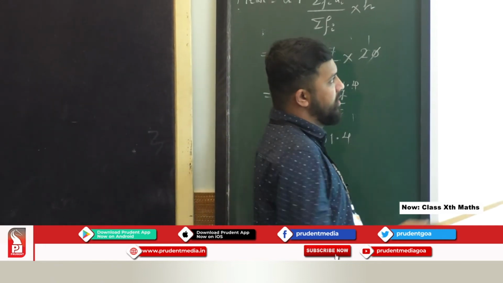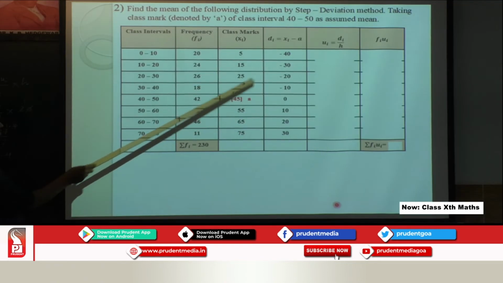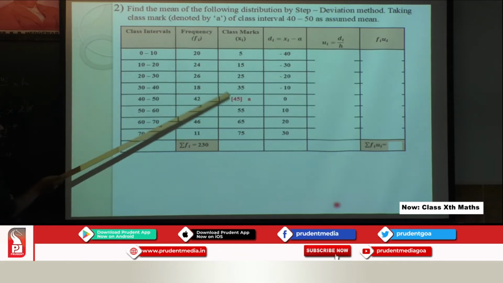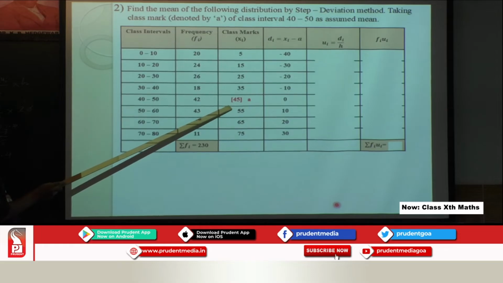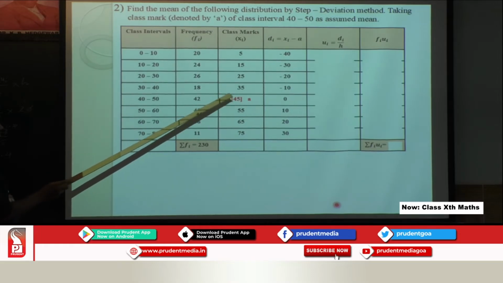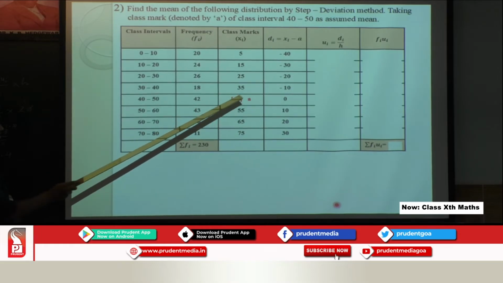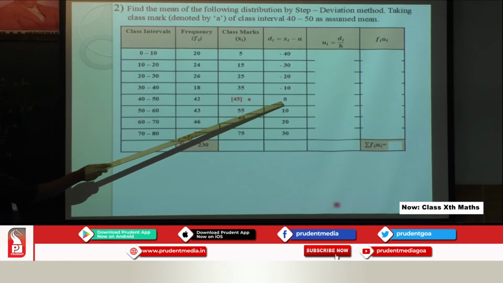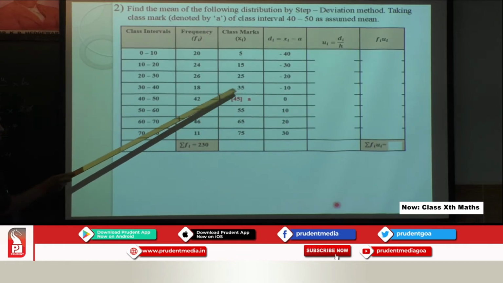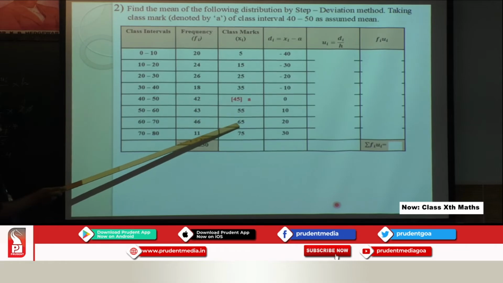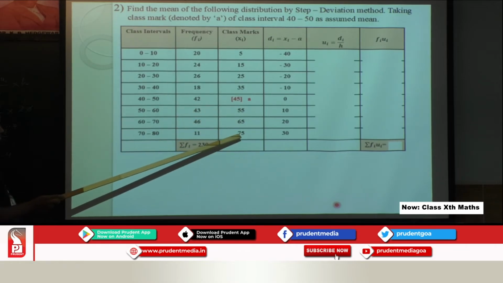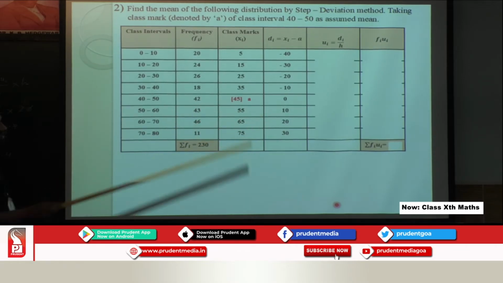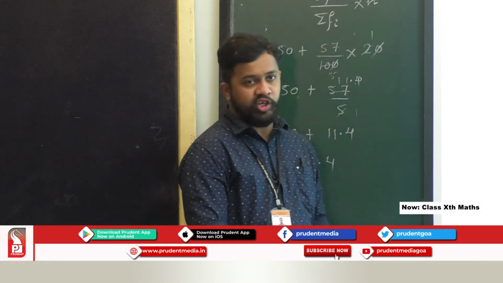This I answer. 5 minus 45 is minus 40, 15 minus 45 is minus 30, 25 minus 45 is minus 20, 35 minus 45 is minus 10, 45 minus 45 is 0, 55 minus 45 is again 10, 65 minus 45 is 20, 75 minus 45 is 30. So you got your deviation.